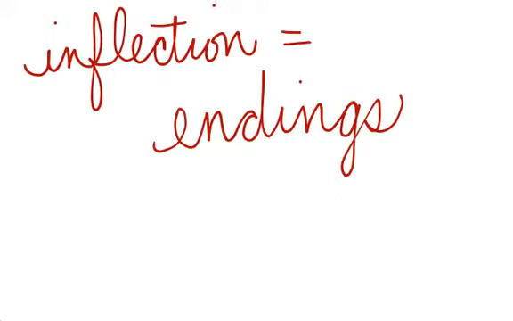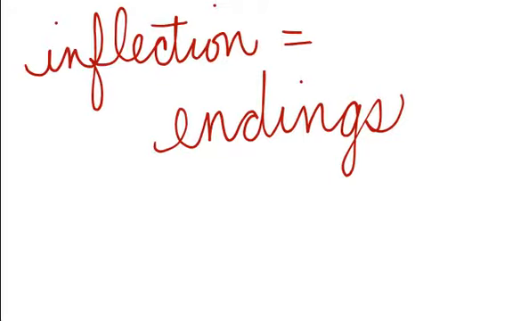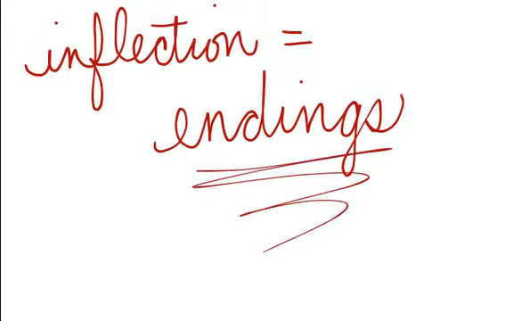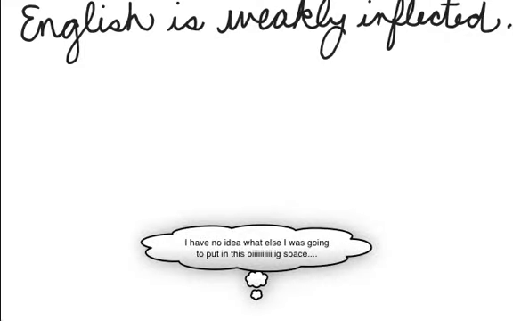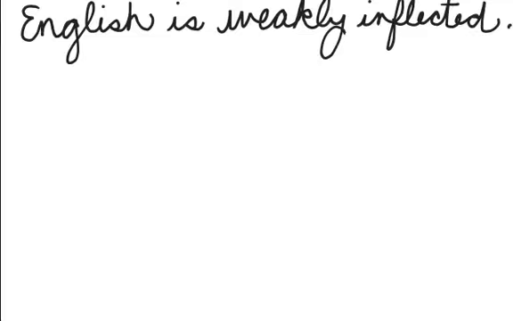Inflection equals endings. Please remember that there are those small number of times when the word changes grammar, but it changes somewhere other than the ending. That can happen. But usually, we're talking about the endings. English is weakly inflected. Not as much inflection as Latin. But let's look at some examples of English inflection.